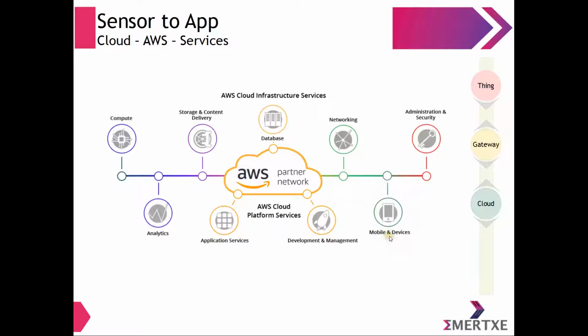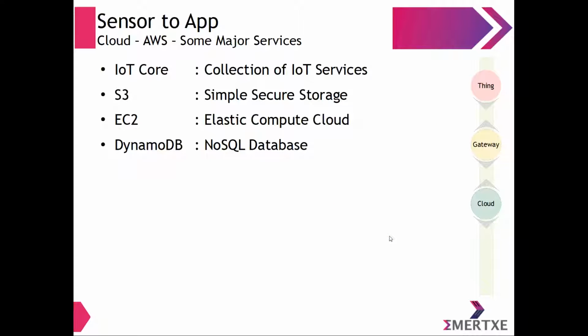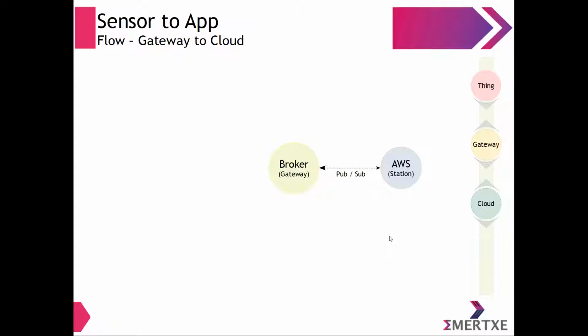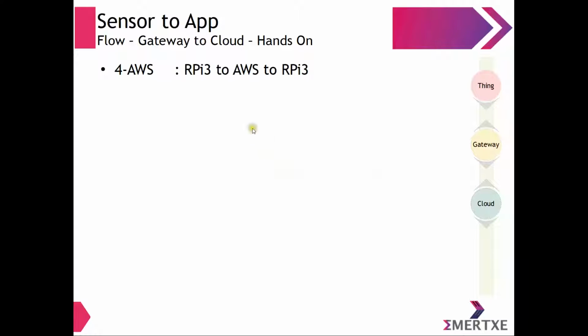That's for IoT. So let's see our use case now. The plan is to transmit the data from the gateway to the cloud. In fact, we will try to subscribe to the AWS, as well as we'll try to publish from the AWS. So this is coming under the part of hands-on session 4, that is Raspberry Pi 3 to AWS and back to RPi 3. So let's go to the other screen.